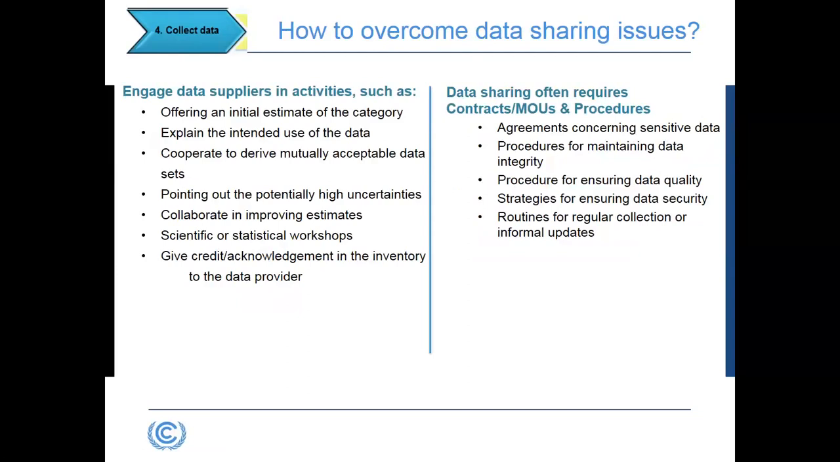So what does that look like in terms of building that trust and overcoming some of the data sharing resistance? Engage those data suppliers, help them understand what you're doing, why the national inventory is important, what you're going to be using the data for, that you're willing to cooperate with them. And as you develop estimates and start to examine the data quality and uncertainty, that you'll share that information back with them so that they'll get some value out of it. And that you'll work with them on improving both the emission estimates, but also potentially improving their data.